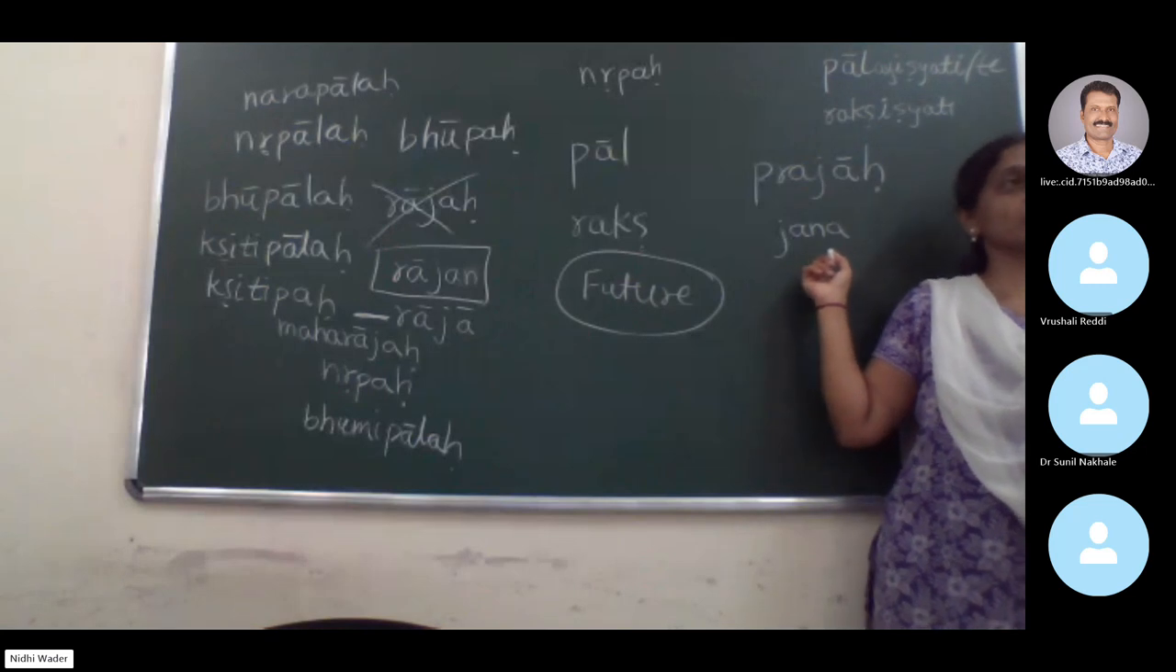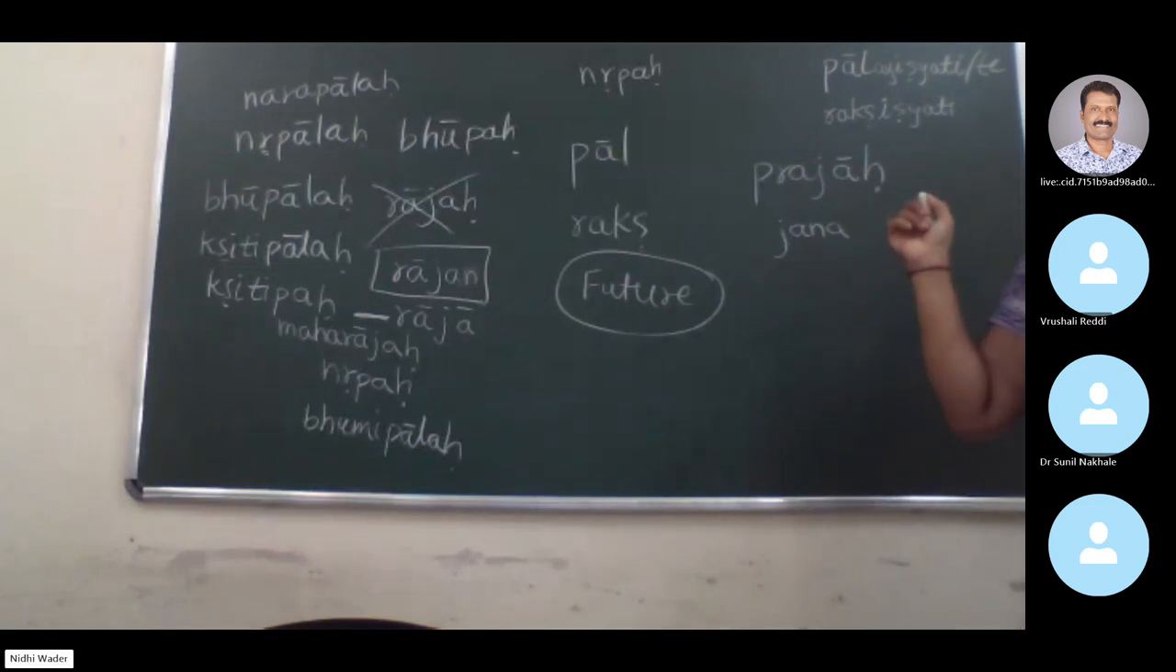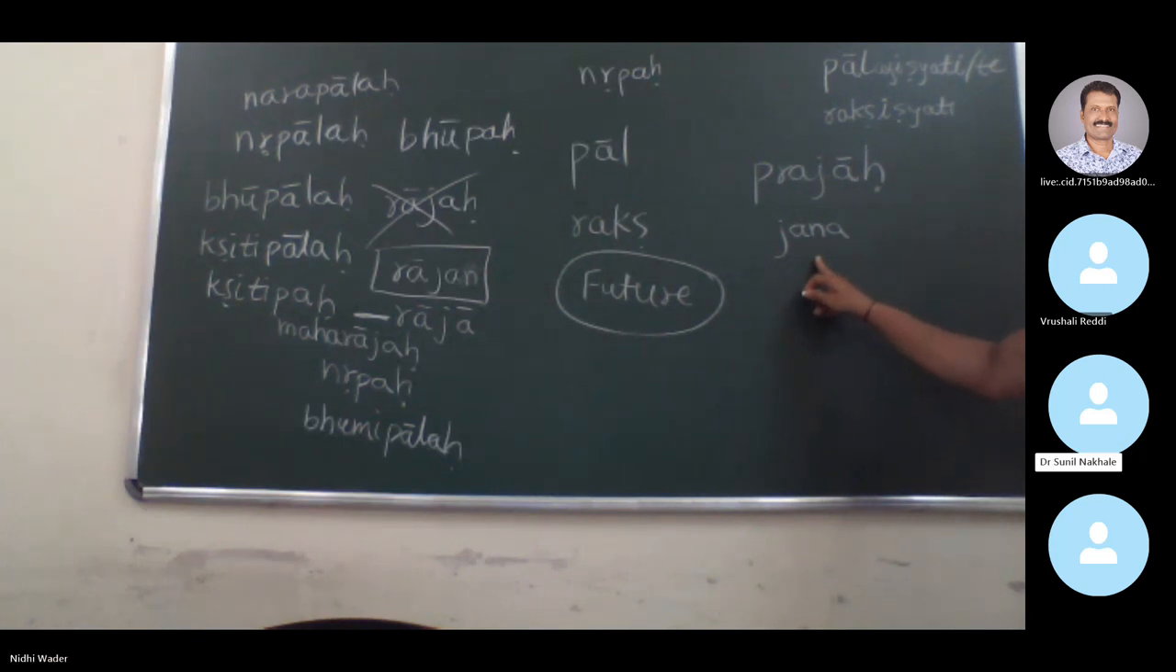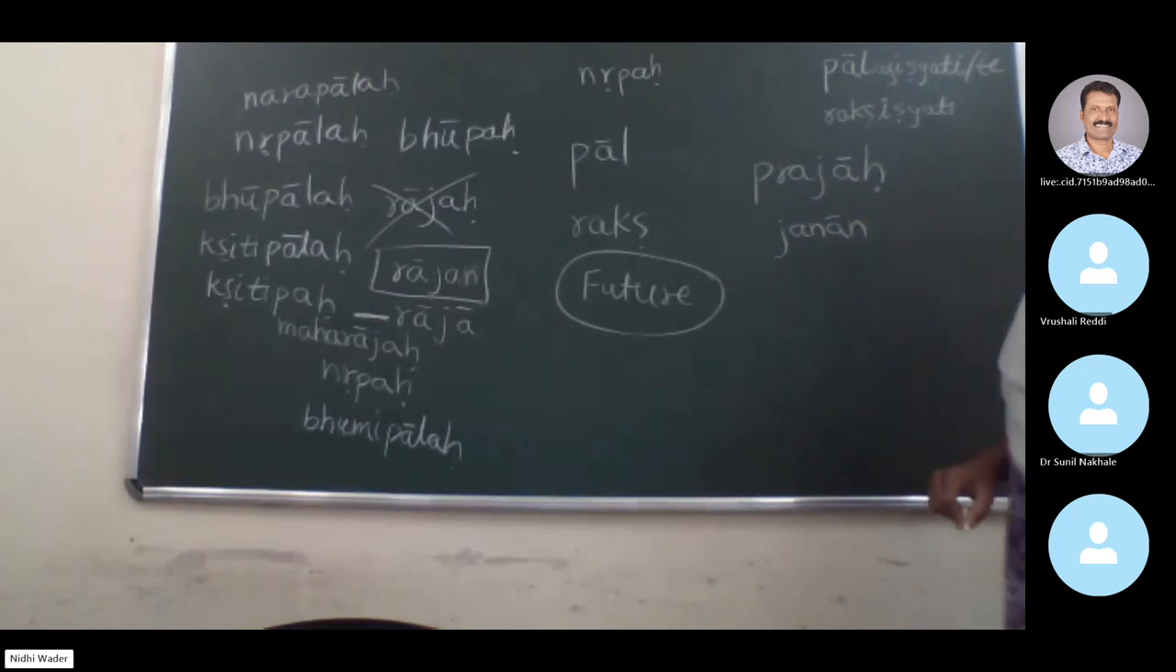So, what will be Jana in accusative plural? Jana means person. If we consider person instead of subjects, if we write Jana. So, accusative plural of Jana, ending in A, plural, masculine. What will be the accusative plural? Janan. Very good.